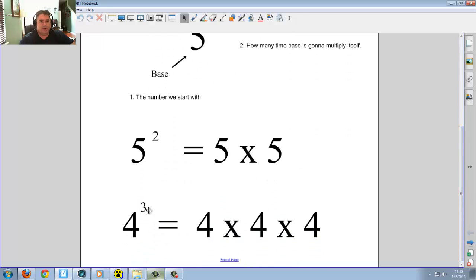Or 4 to the third power means you start with a 4, and there's 3 of them. So 4 times 4 times 4, which makes 64.